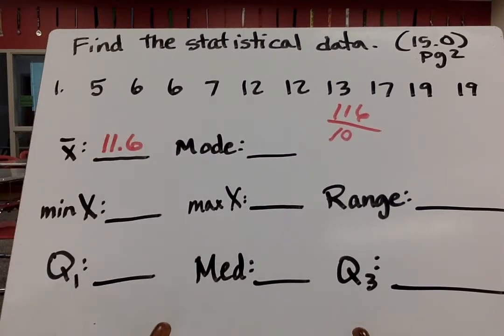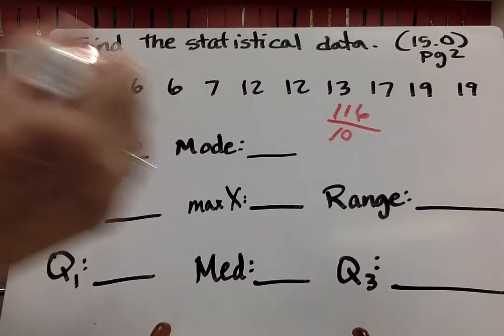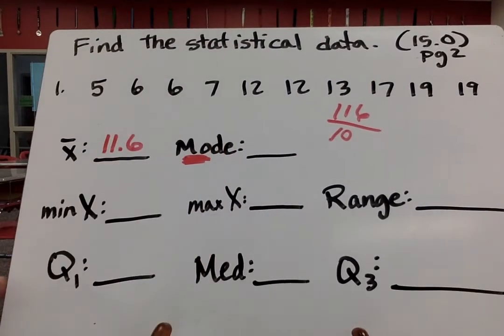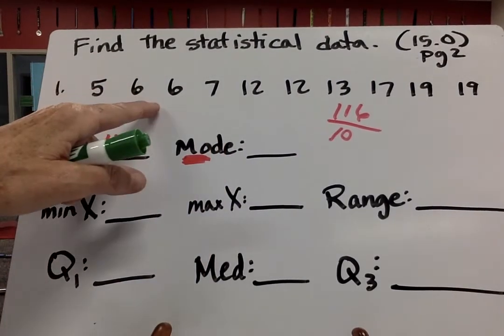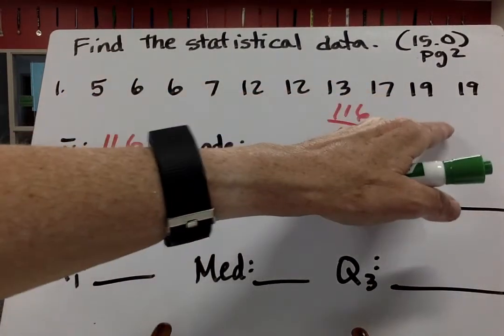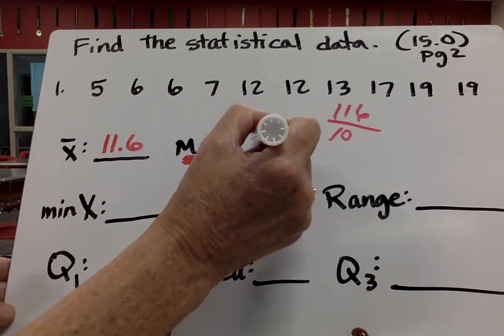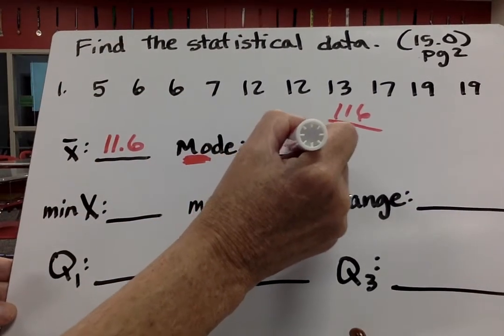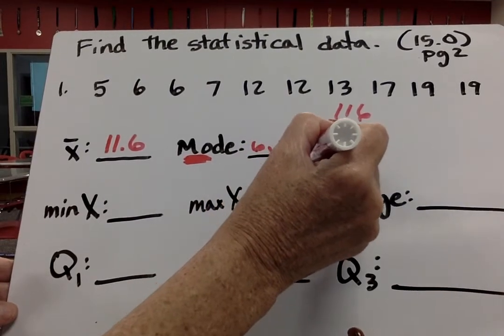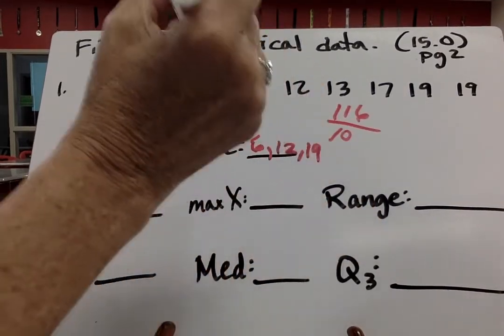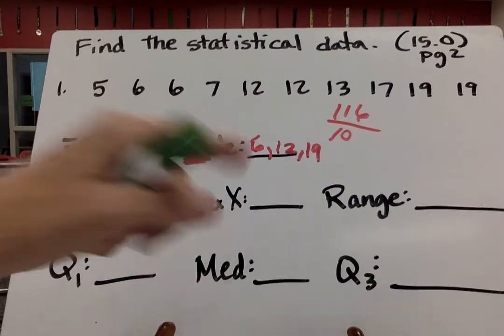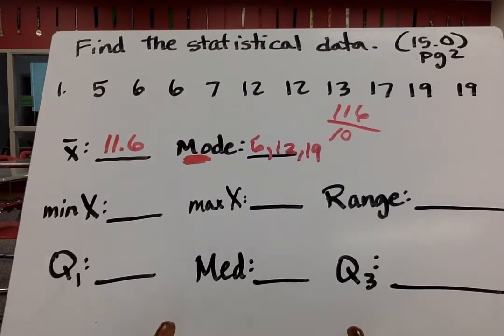Now the mode is what is the most number listed, MO, most. So I can see there's 2 6s, 2 12s, and 2 19s. So there's going to be more than one mode. So we put 6, 12, and 19. Normally there's only one, maybe 2, but in this case there's 3. So we list all 3.